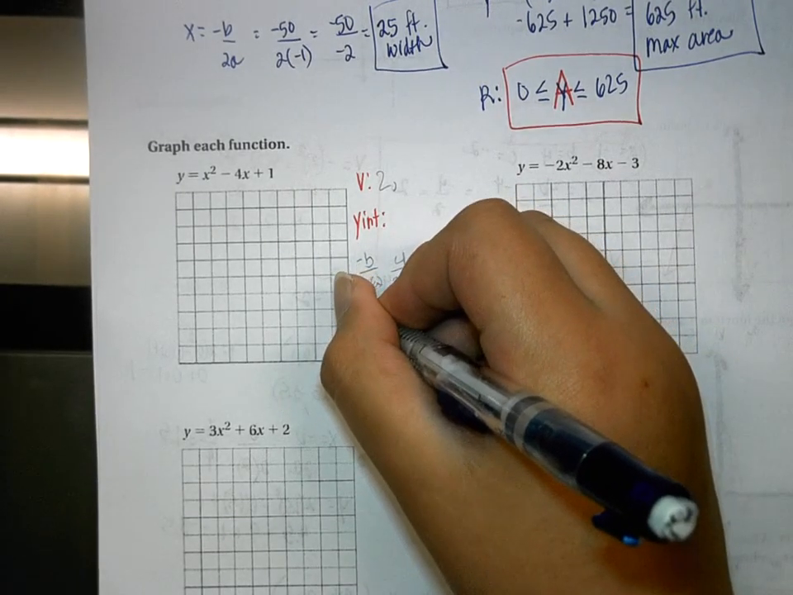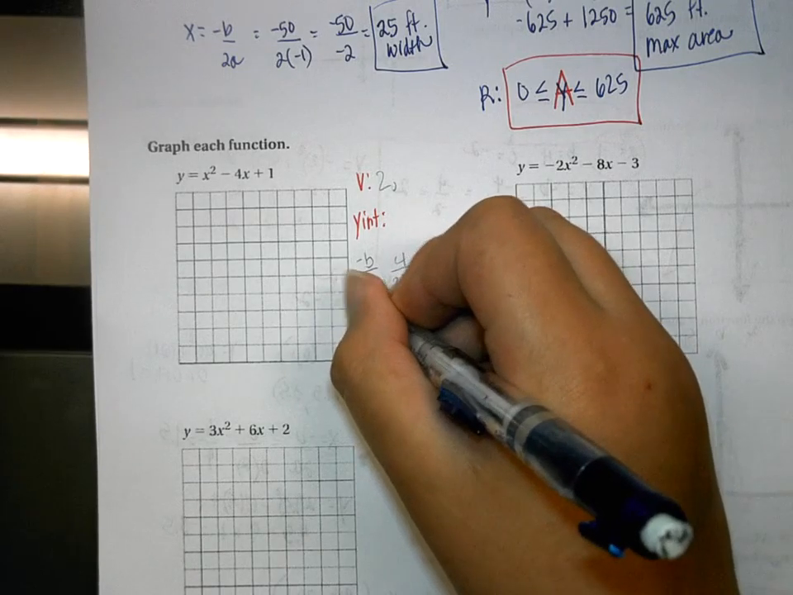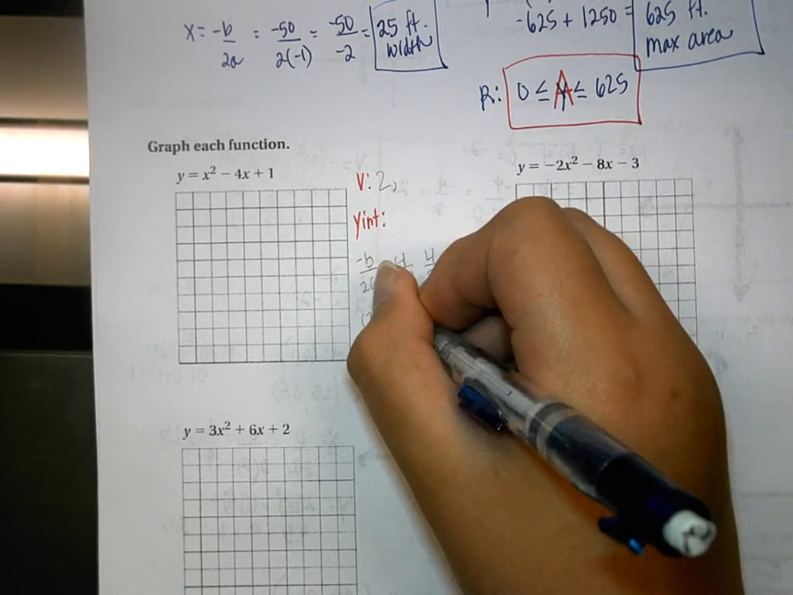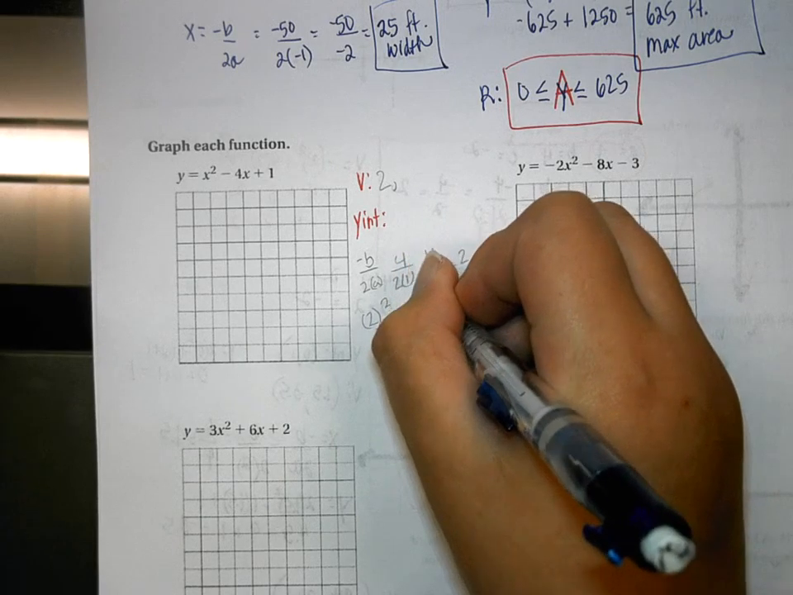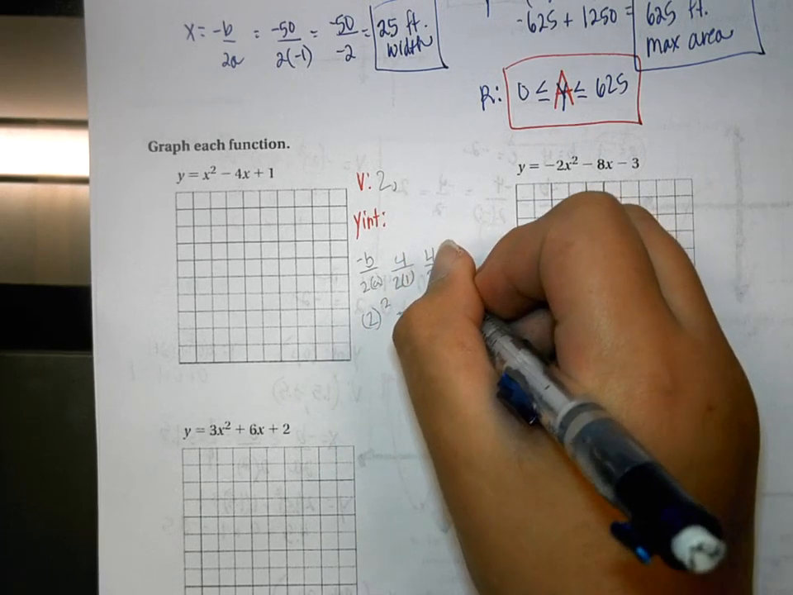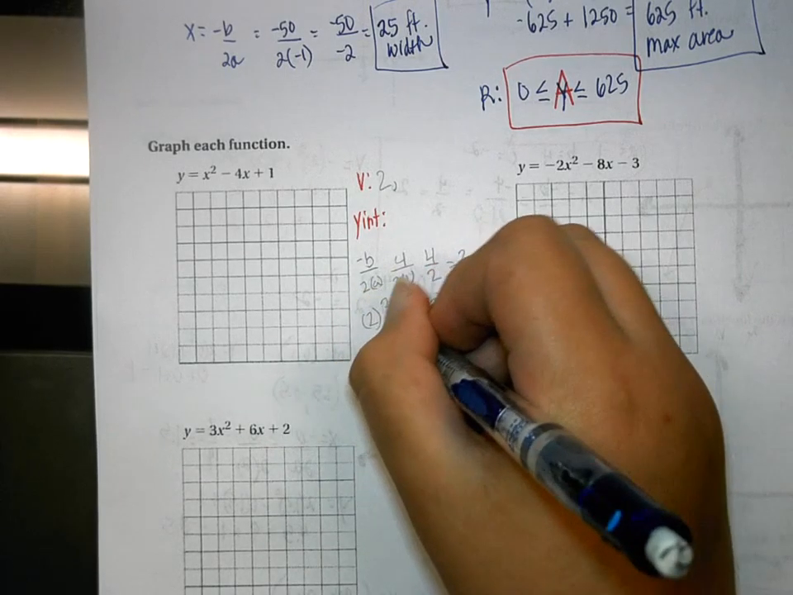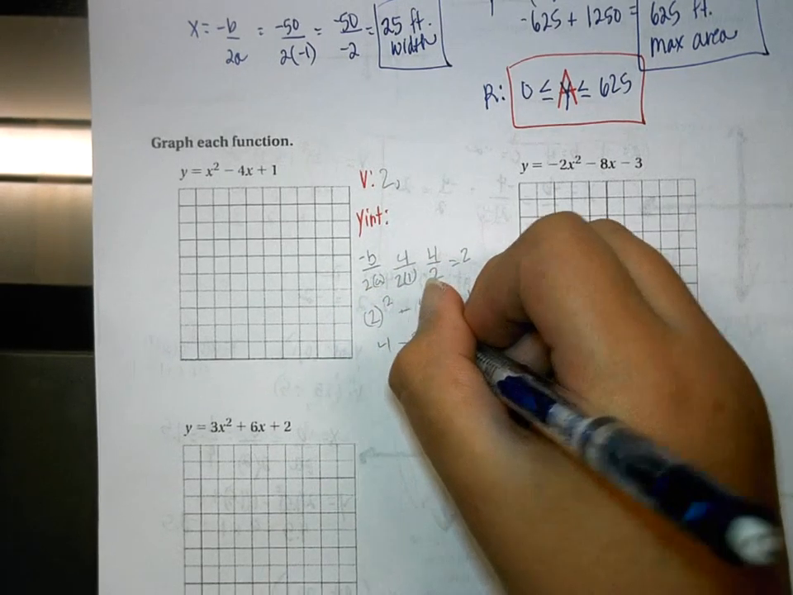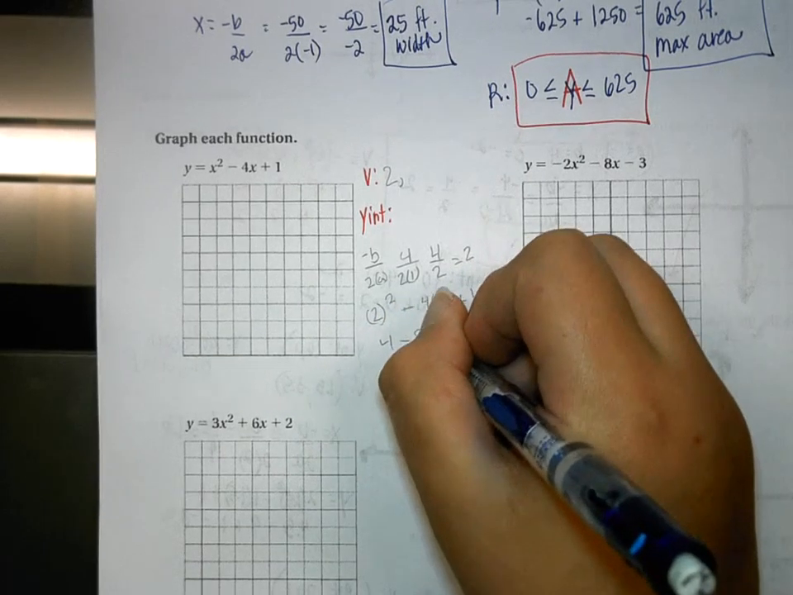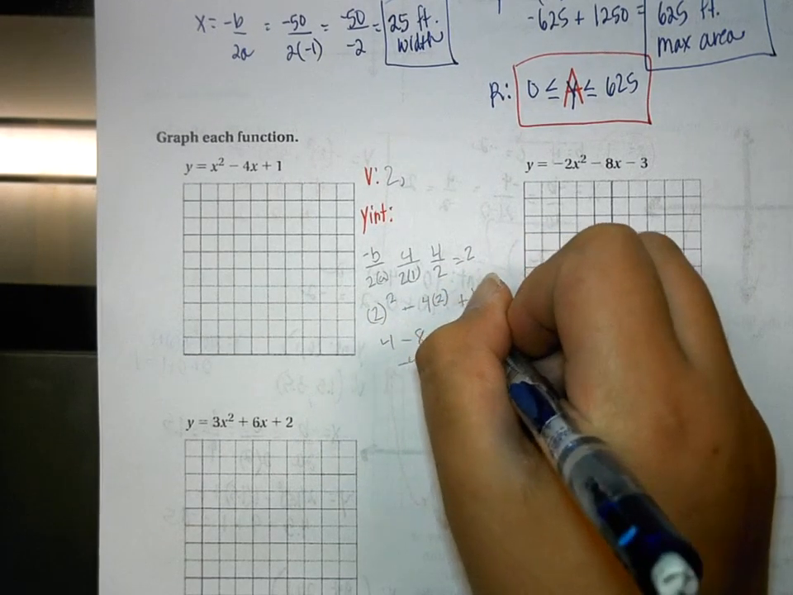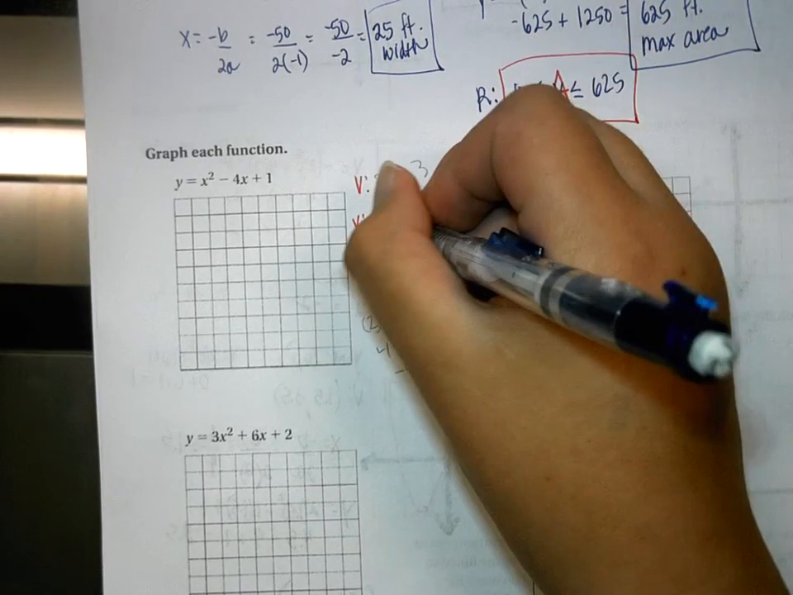So now he's going to plug the value of 2 back into his equation to find the y value. And so he gets 2 squared minus 4 times 2 plus 1. He knows that you always have to do exponents first. So 2 squared is 4, minus 4 times 2 is 8, plus 1. And then simplifying, he gets negative 4 plus 1, which is negative 3. So he has his vertex.